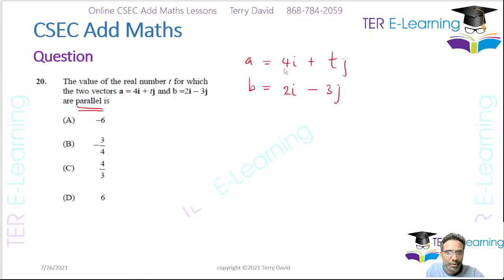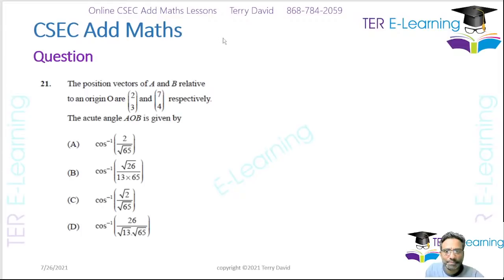So if you notice something here, you have 4i here and you have 2i here, right? So if you compare the two vectors, if we multiply by 2, right? So if I multiply this by 2, 2i multiplied by 2 gives me 4i. So therefore, if I take this minus 3, I must do the same thing. I must multiply by 2. So if I multiply by 2, that means that t has to be equal to minus 3 multiplied by 2, which is going to give me minus 6. So my answer has to be A.